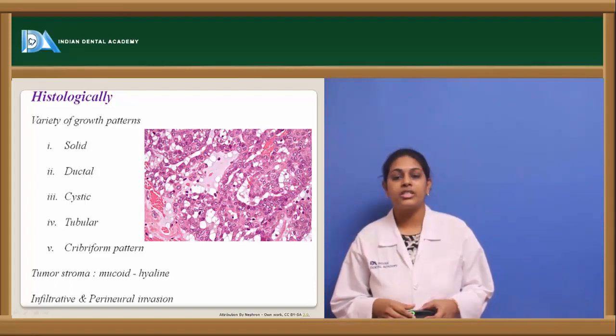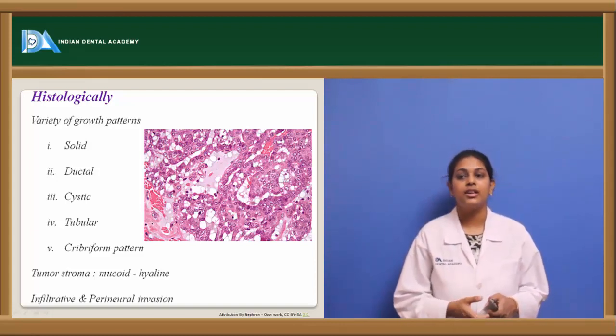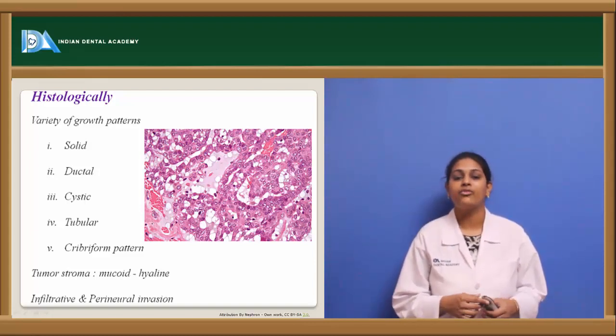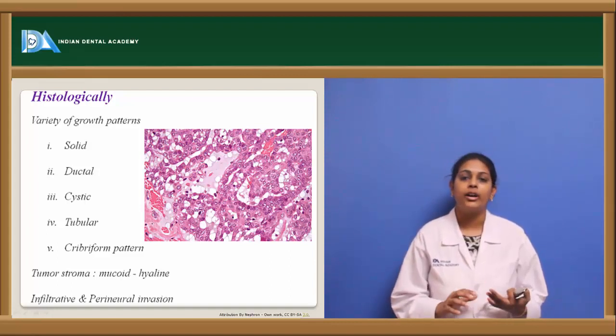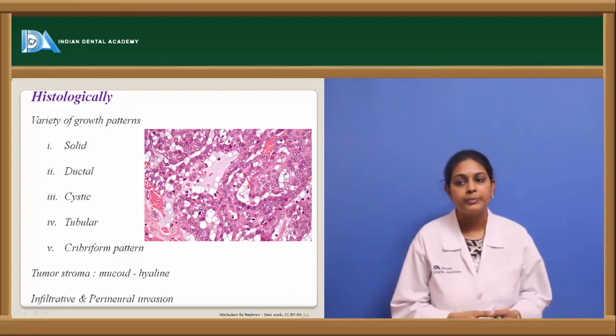In the tubular pattern we see that they are arranged in the form of rows and they form tubules like structures. In the cribriform pattern, we see that they are flattened cells with interconnecting duct-like structures can be seen. So these are certain patterns of adenocarcinoma.